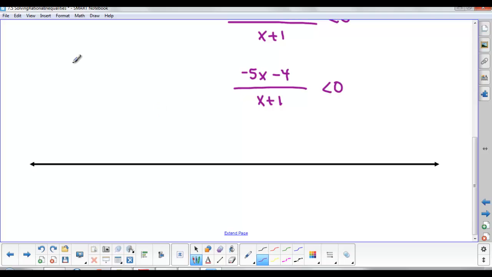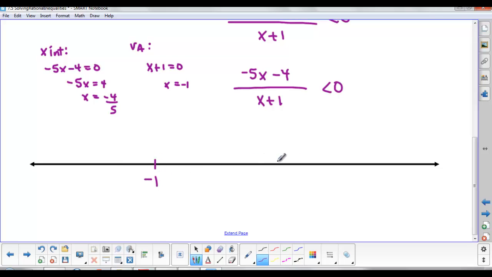On our sign line, we want to find out where the x-intercepts are. So I'll take that numerator, set it equal to 0. So we have negative 5x equals 4, so x must be negative 4/5. And then we also want to know where our vertical asymptotes are. We take a look at the denominator, and we can clearly see that when x equals negative 1, we have a vertical asymptote. So on our sign line, we have negative 1, and we have negative 4/5.